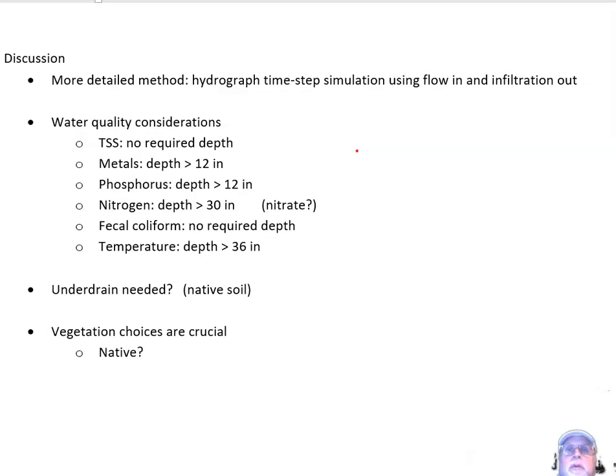Temperature, so that's another reason to use it, is that water running off a hot parking lot can have a big impact on the temperature in the stream, which will affect aquatic life and fish. So another reason to run it down through the ground is to reduce the temperature, and they suggest 3 feet of depth for that.